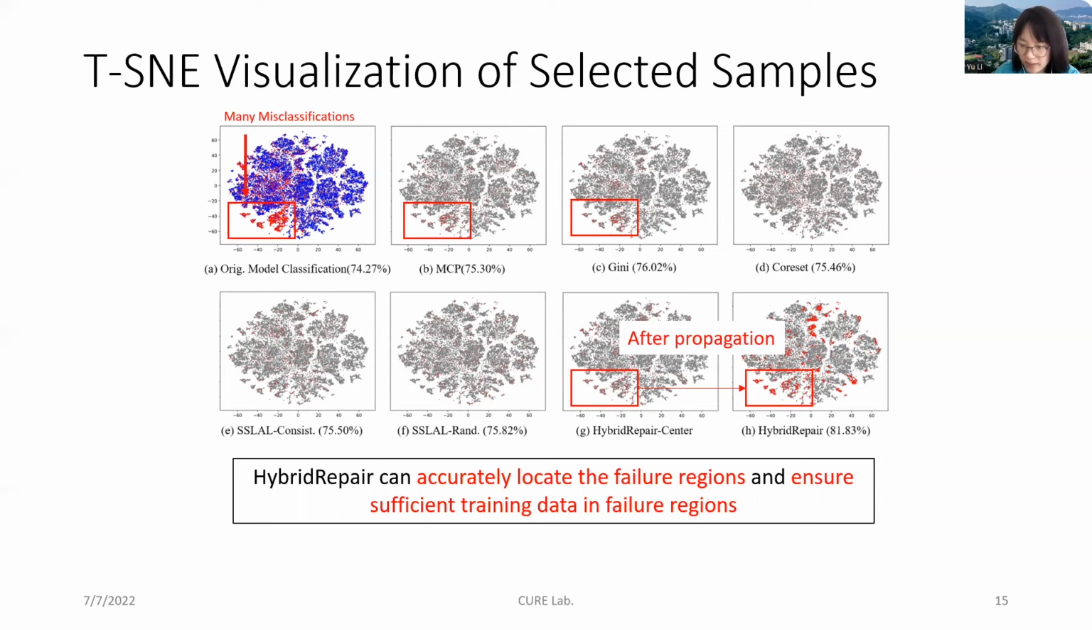Further, since we apply the region labeling technique to the selected samples, we increase the training sample density in these regions. Hence, HybridRepair can accurately locate the failure regions and ensure sufficient training data in these regions, which makes it stronger than others.